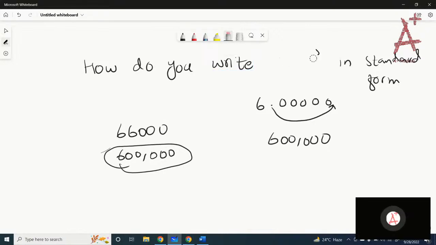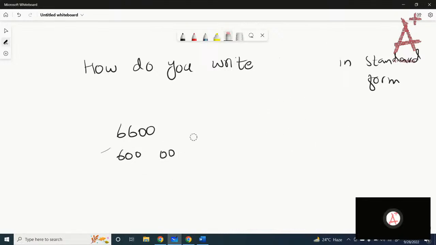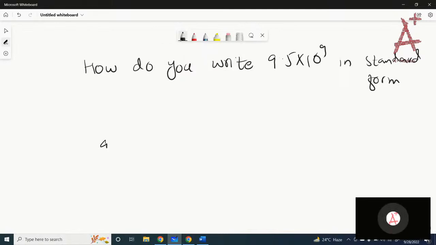Okay, the next one is, how would you write 9.5 times 10 exponent 4 in standard form? The given options are 9,500 and the second one is 95,000. Do you know the answer, which is the correct option? Very good. It is the second one.